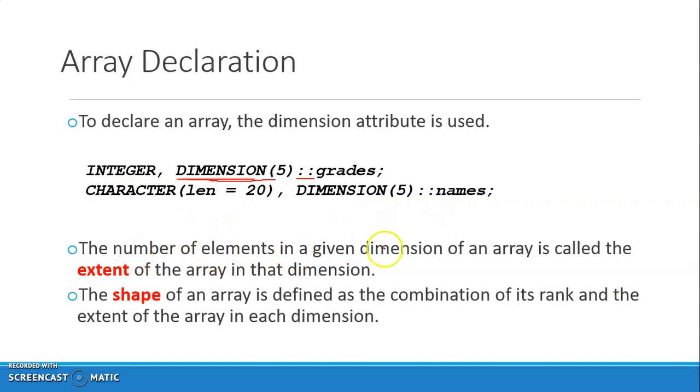The number of elements in a given dimension of an array is called an extent. How many elements are in this array? So for this one and this one, the extent is 5. And the shape of an array is defined as a combination of the rank and the extent of the array in each dimension. So in our case, because we are using only rank-1 arrays, in other words arrays that are 1-dimensional, the shape will usually be the same as the extent. The number of elements will be similar.